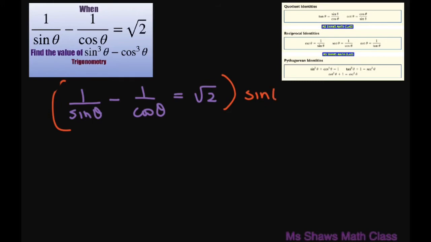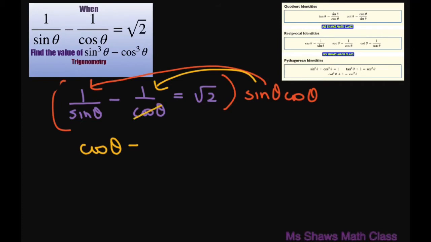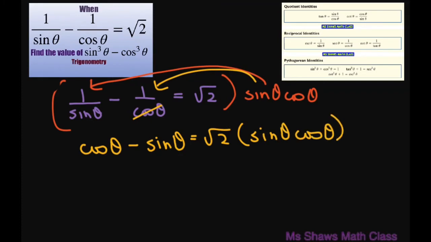So when you multiply these two, the sine of theta goes away, and we're just going to get cosine of theta. And then when you multiply these two, the cosine is going to cancel out, and you're going to get sine of theta. And this is going to equal square root of 2 times sine of theta times cosine of theta. We're going to call this equation 1.